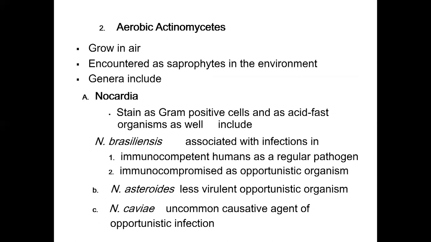Then another grouping is aerobic actinomycetes. And these particular ones grow in air, and organisms which are usually able to grow in air are organisms that grow in the presence of oxygen. Some of them actually require it for growth. So the aerobic ones are encountered as saprophytes in the environment. They are free living organisms in the environment, and there are many genera. Among them we have one genus, Nocardia.